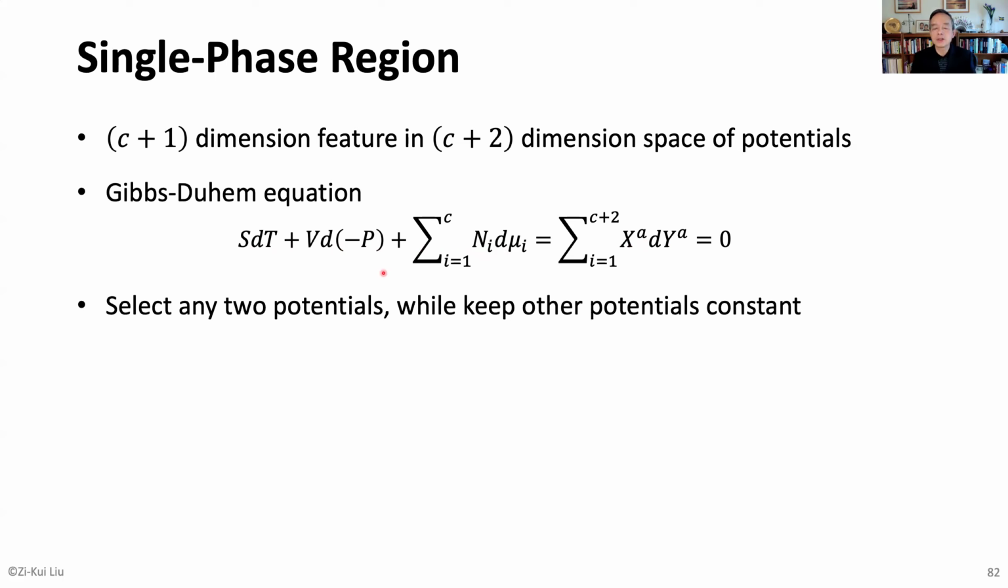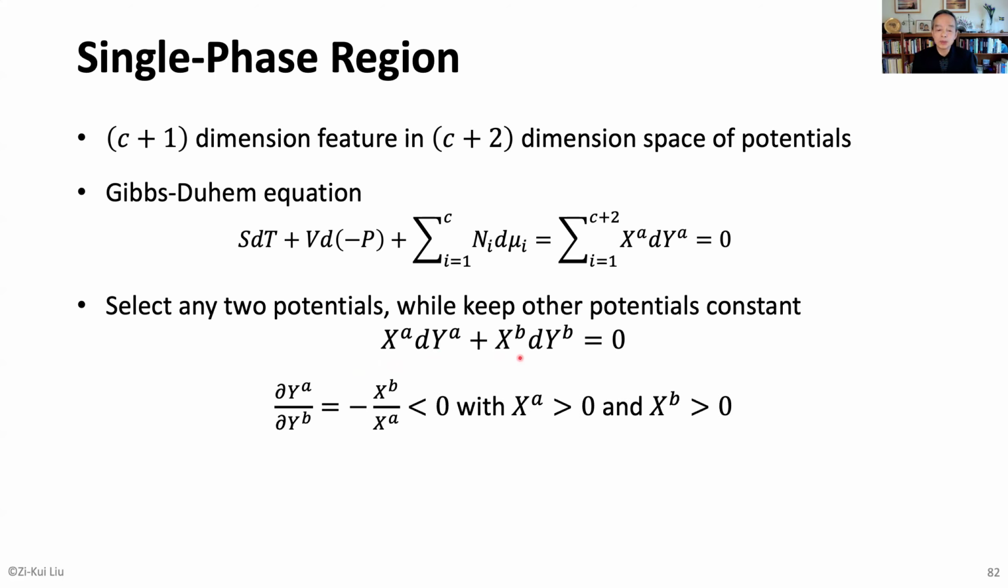Of course, this multi-dimension space is very difficult to visualize, but if you take any 2 potentials, that means you fix the other potentials. So only two potentials are left as independent potentials. Then we get a simplified form of the Gibbs-Duhem equation: xa dya plus xb dyb equals 0. Now we can rearrange this equation. We get a derivative of ya with respect to yb, then we move xb dyb to the other side, and we obtain this equation.